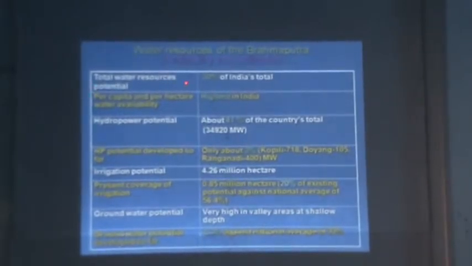So today, regarding the resources availability of Brahmaputra, the water resources potential is 30% of India's total. Brahmaputra's share of it is highest in India. Hydro power potential is about 41% of the country's total, and hydro potential developed so far is only 3%. And irrigation potential is 4.26 million hectares, and the present coverage of irrigation is 0.85 million hectares, only 30% of existing potential.